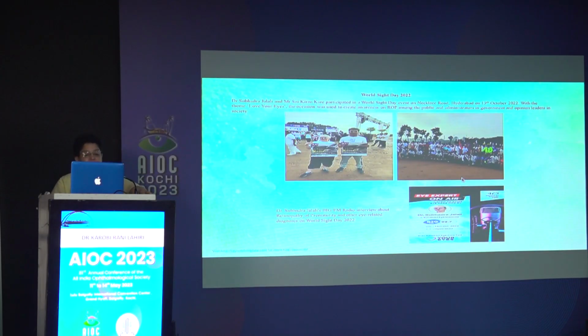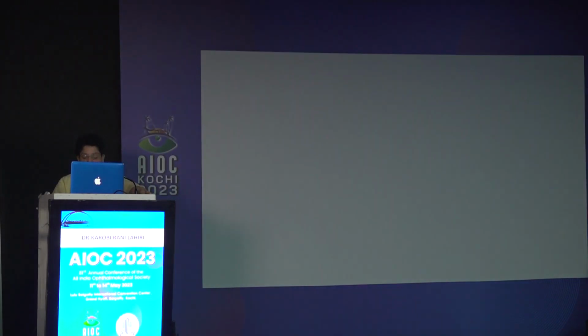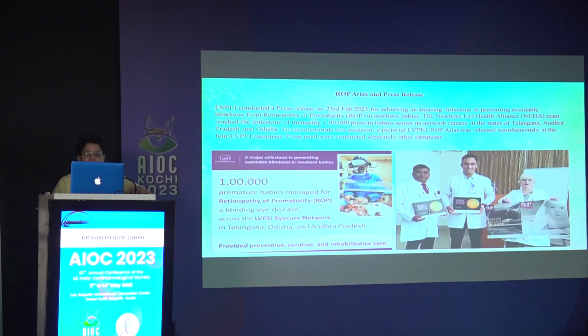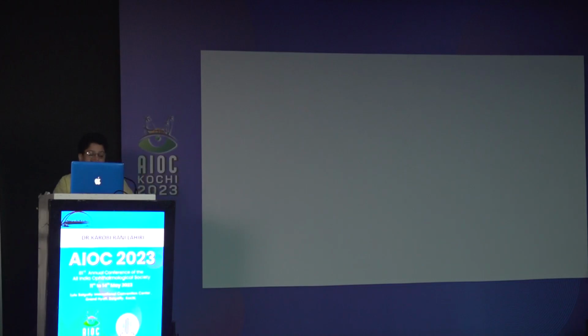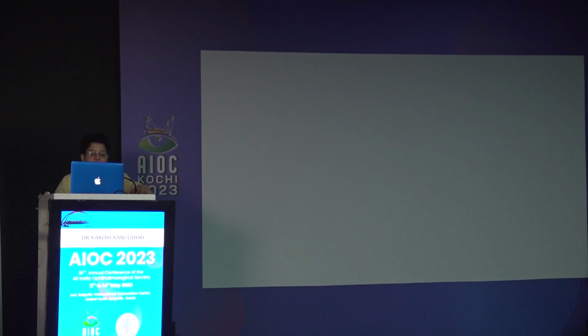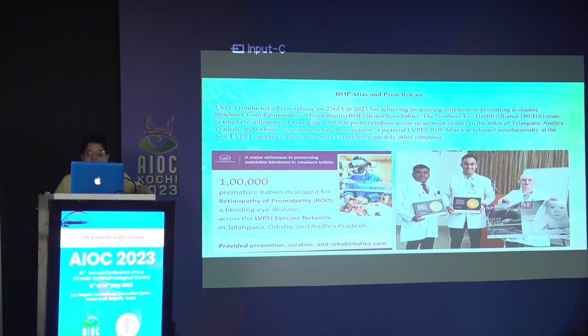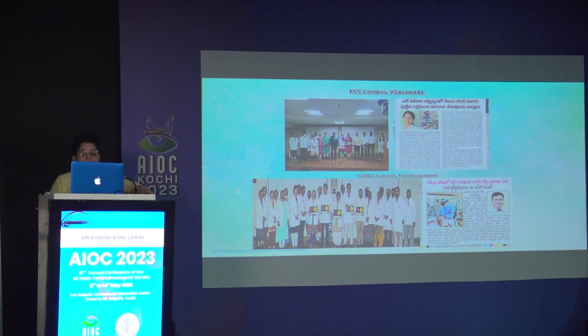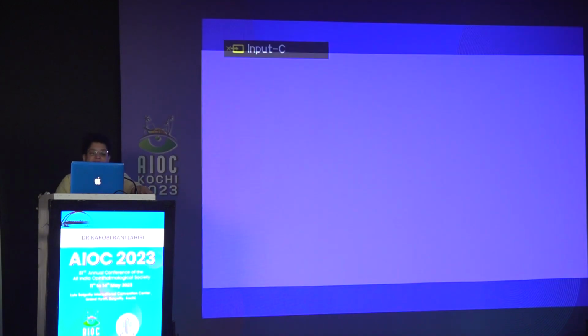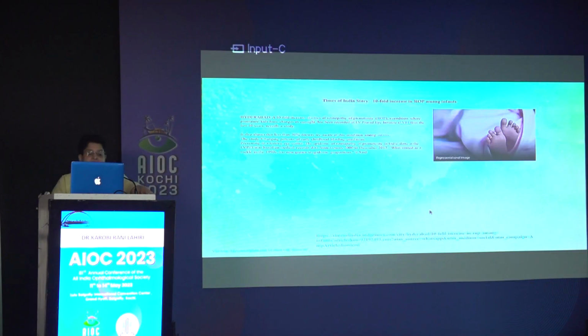And there were posters which were also displayed. She went on air also to again talk about the same. And they have released a ROP Atlas, which was released at all their 4 campuses, because they have completed about 1 lakh babies who have been screened and treated whenever needed for ROP. Then this was again displayed in Vijayawada campus. Again, they had a Times of India story on an ROP baby.